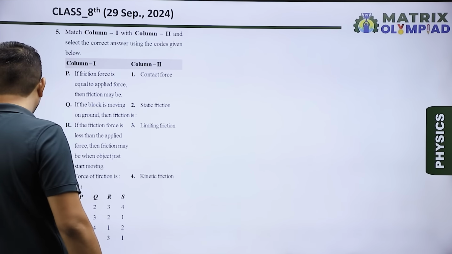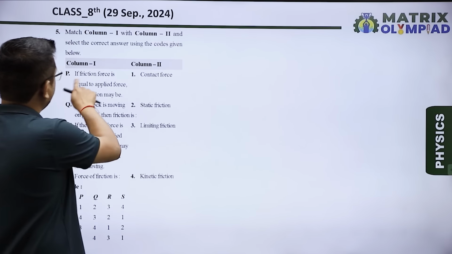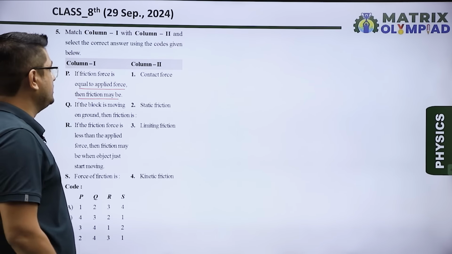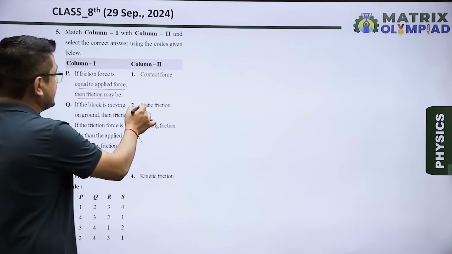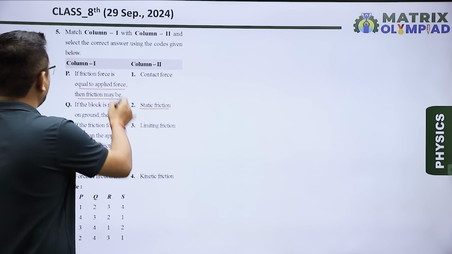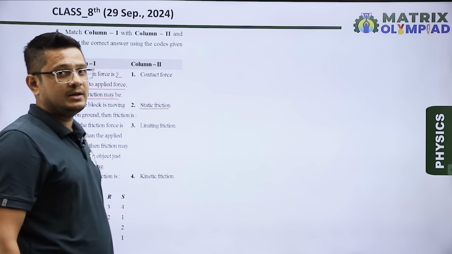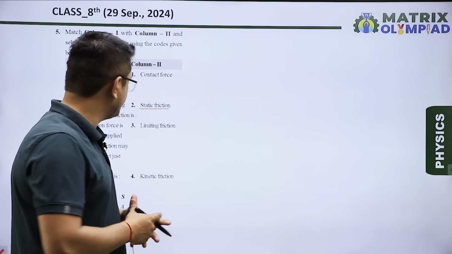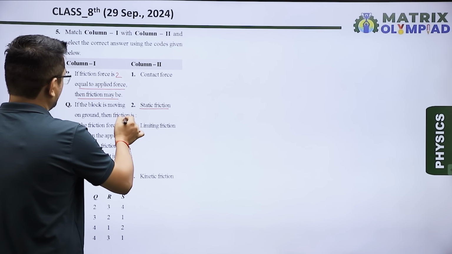Next question. Question number 5 is a match the column question. First one, if the friction force is equal to applied force, then friction may be. Whenever the friction force is equal to applied force, definitely it will be static friction because it is a self-adjustable force. So, for P I will write 2. If the block is moving on the ground, then friction is, when any body moves, the friction associated with it is known as kinetic friction. So, for Q I will write 4.